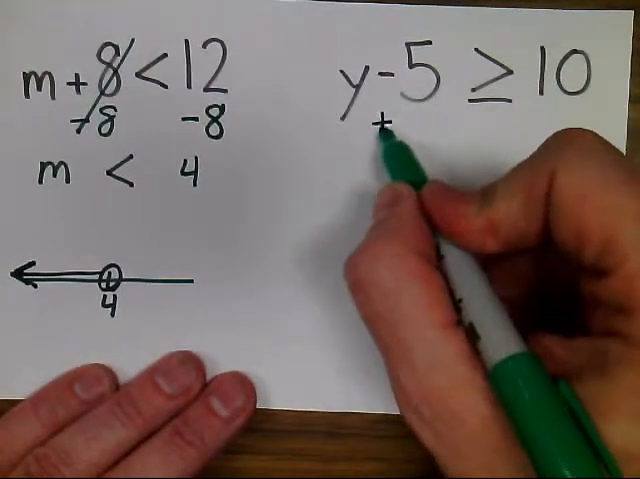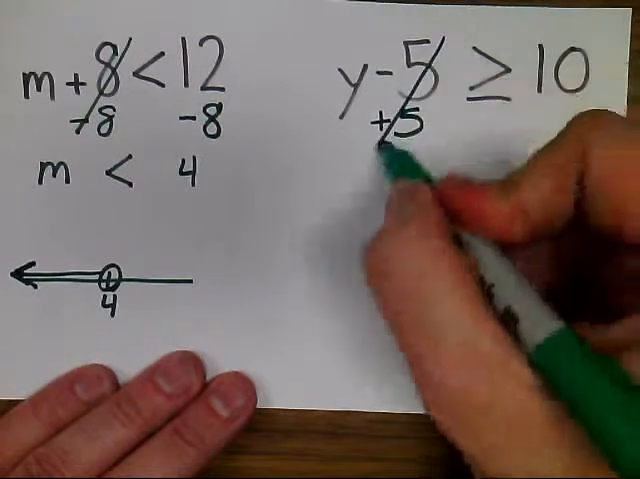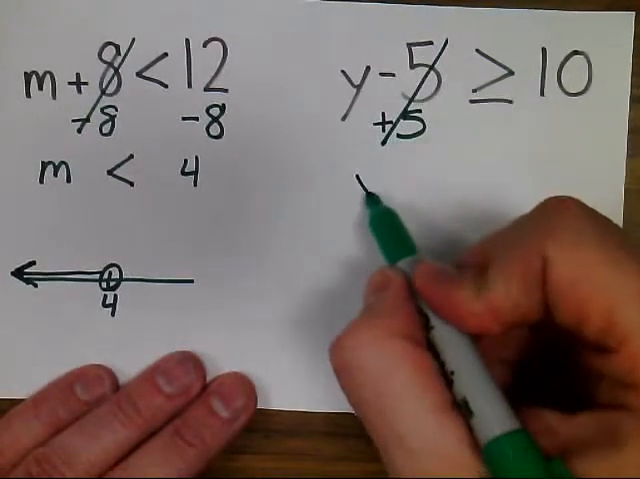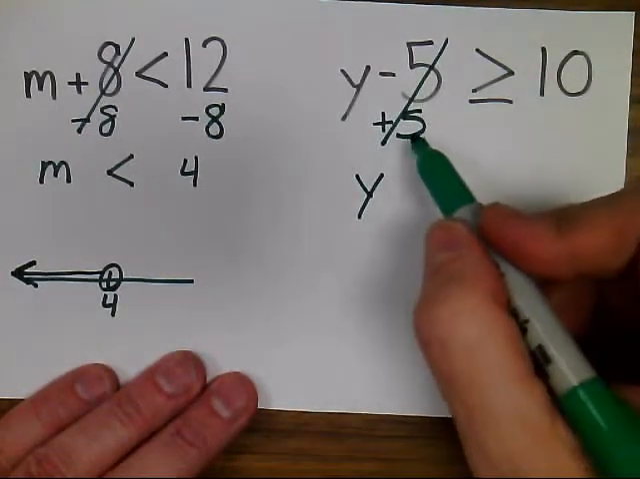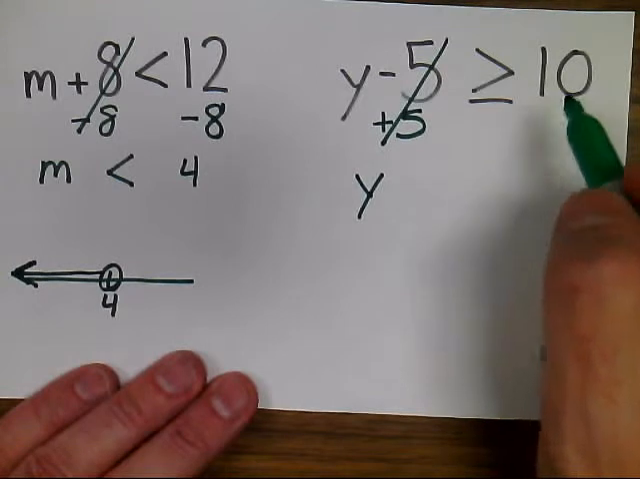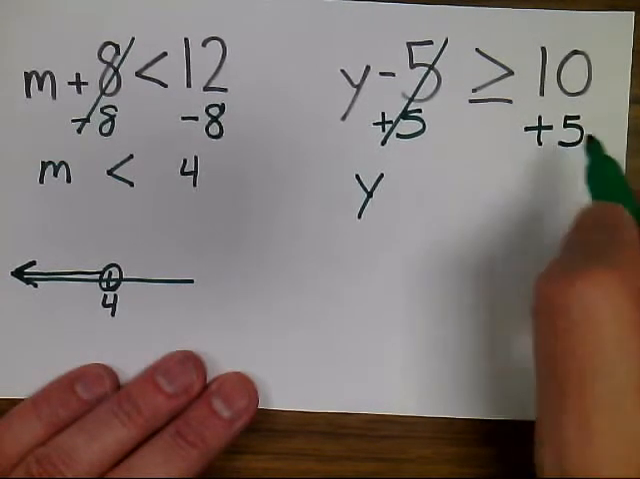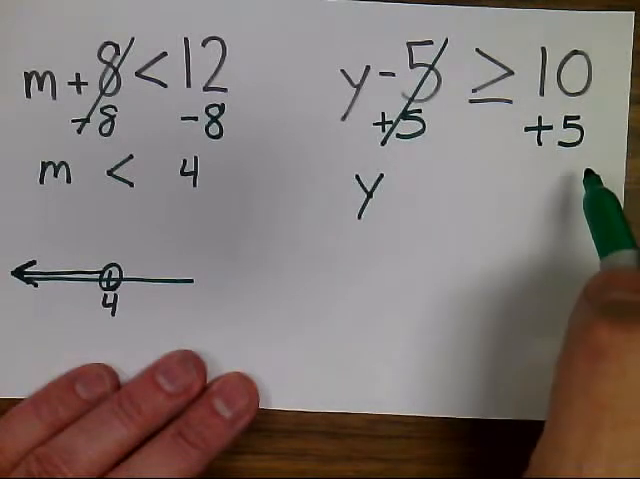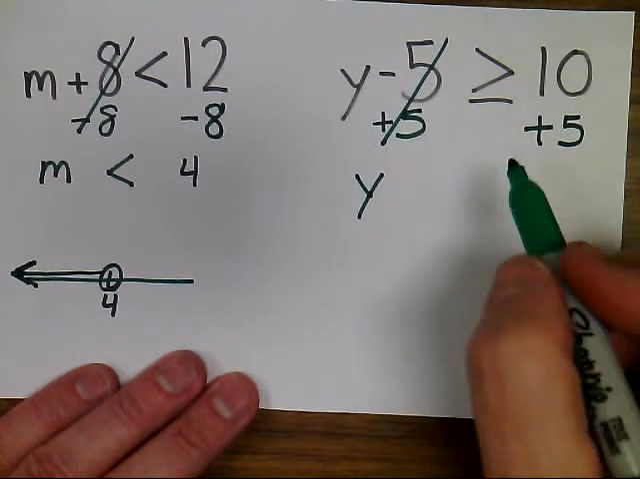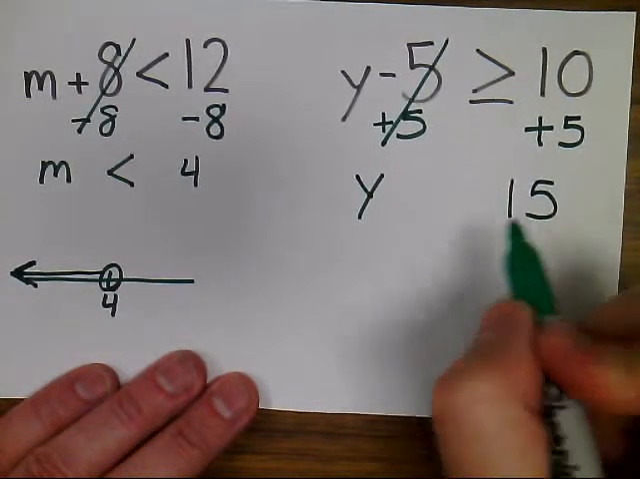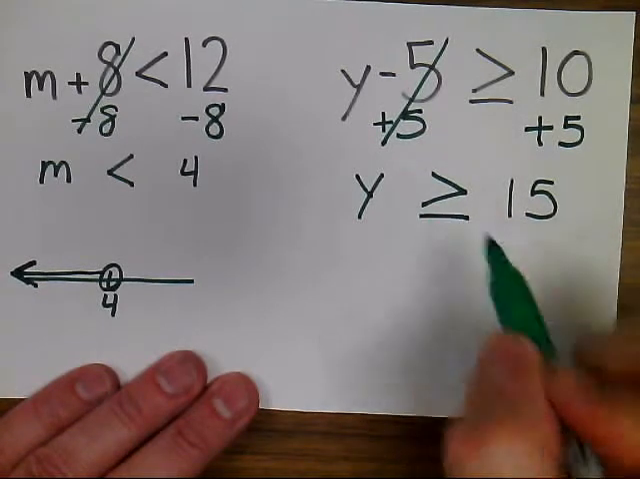What I'm going to do is isolate my variable by doing the inverse. I'm going to add 5 to get y by itself. Because I added 5 over here, I'm going to add 5 over here, and that's justified by the addition property of inequality, which states that if I add the same number to both sides, the inequality remains true. And that leaves me with y is greater than or equal to 15.